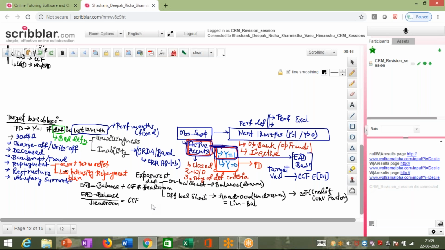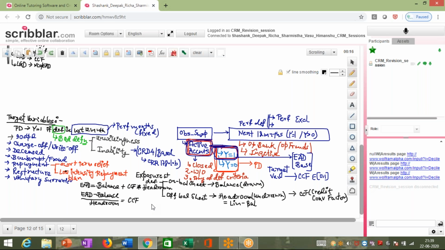Now, what does this difference, EAD minus balance, show? Out of the total exposure at default, if I subtract out the balances, what are the other values that you have? That is the future set of values, divided by the headroom.